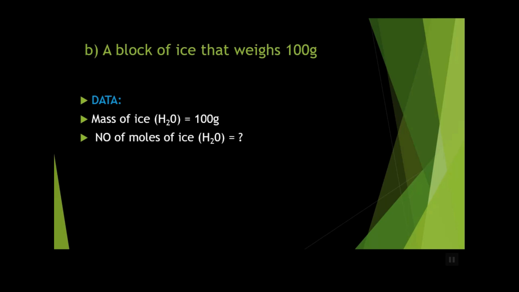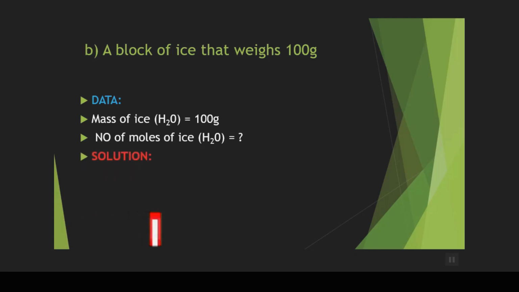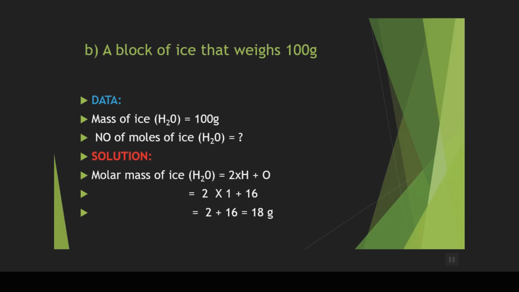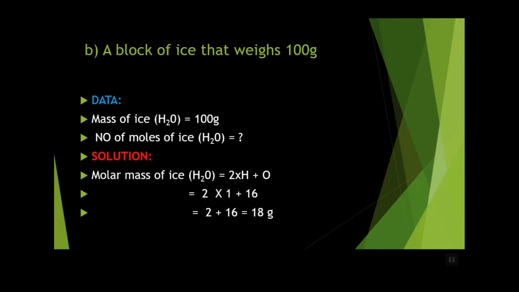Now part B, a block of ice that weighs 100 gram. Data, mass of ice is equal to 100 gram and number of moles of ice are unknown. So solution, so what is the first step? Molar mass of ice is 2 into H plus oxygen. So after putting the atomic masses we get the 18 gram, that is the molar mass of ice.